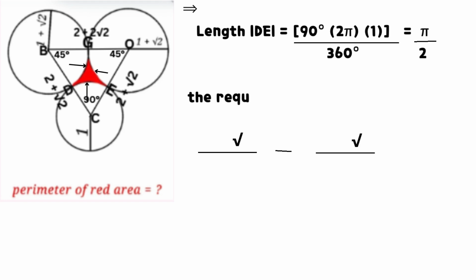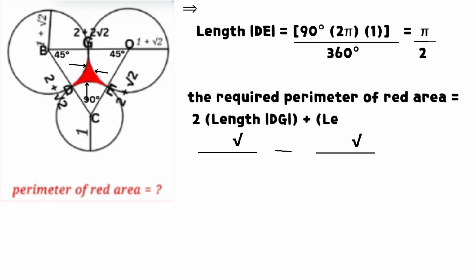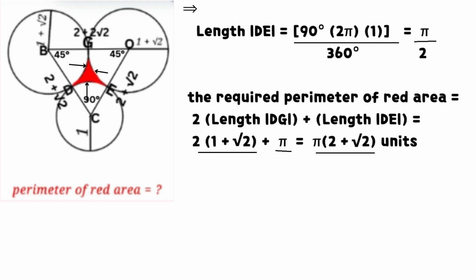Length DE equals 90 degrees times the product of 2 and pi times 1, all divided by 360 degrees, which equals half of pi.